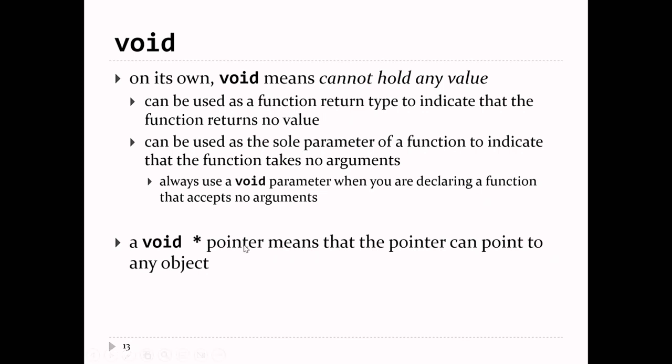So remember, in the previous class, I told you what a pointer was. If int star is a pointer to an int object, void star is a pointer that is allowed to point at anything. So it can point to any object.